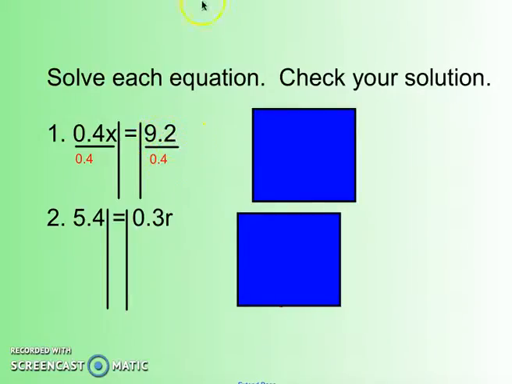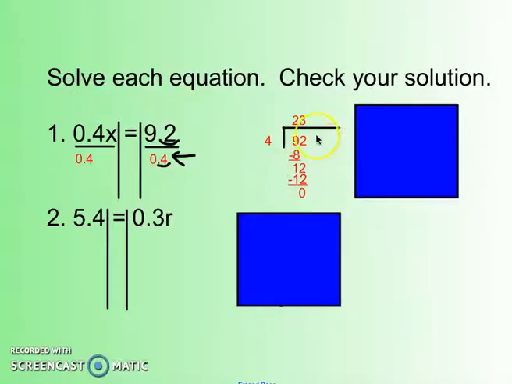9.2 divided by 0.4. Now remember, when we divide by a decimal, we need to move our decimal point one place over to make a whole number. The second number needs to be a whole number. In order to make this second number a whole number, I had to move it one place value, and so this one also moved one place value. So really it turned into 92 divided by 4.